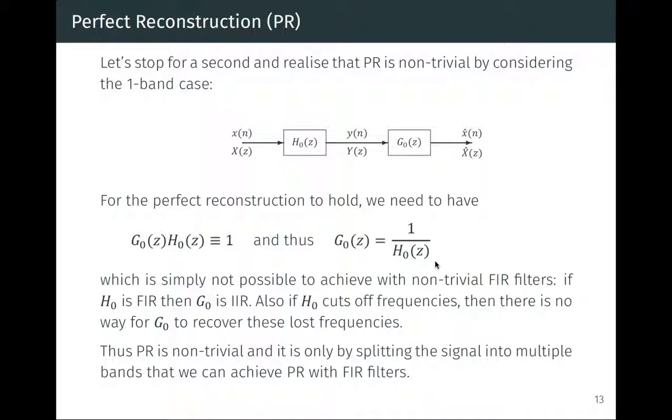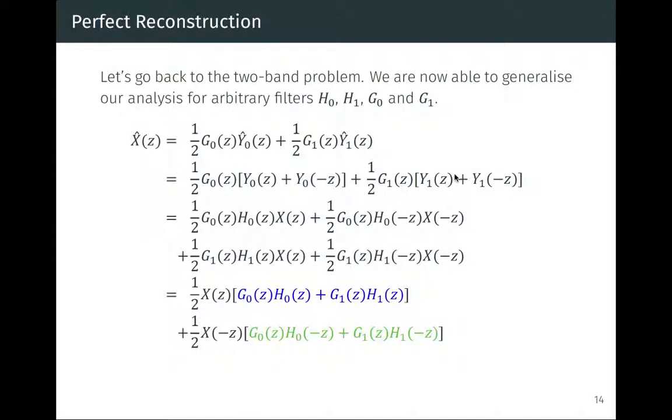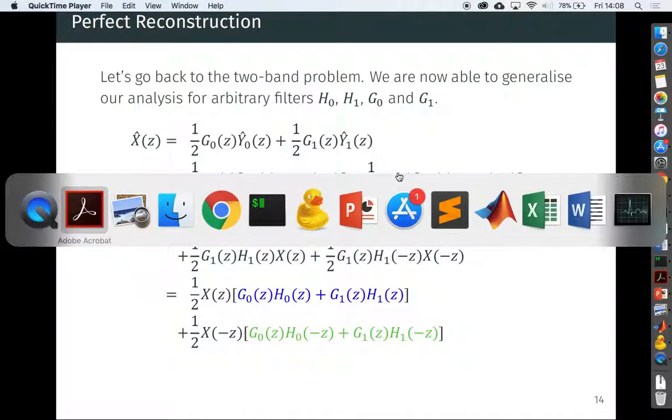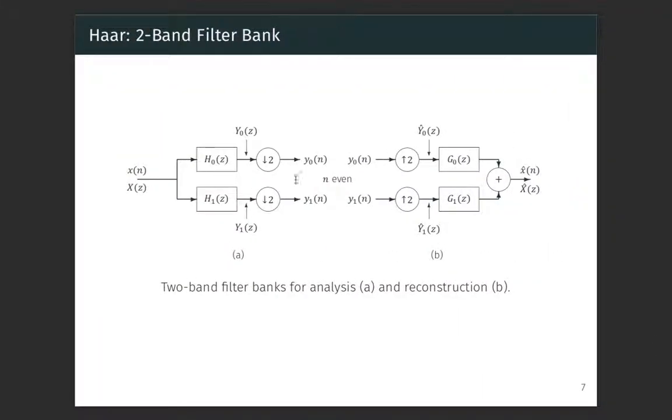And also, think about it, okay, if H0 is a low pass filter, it will cut off some of the high frequencies, and these are lost, okay? So there's nothing that this filter can do to recover these lost frequencies. All right, so when you're in the one band case, if you apply distortion to the signal and try to recover it, there's a whole range of situations where that won't work very nicely. So really you need to be in this two-band system to be able to recover from the beginning. So let's come back to this diagram, okay?